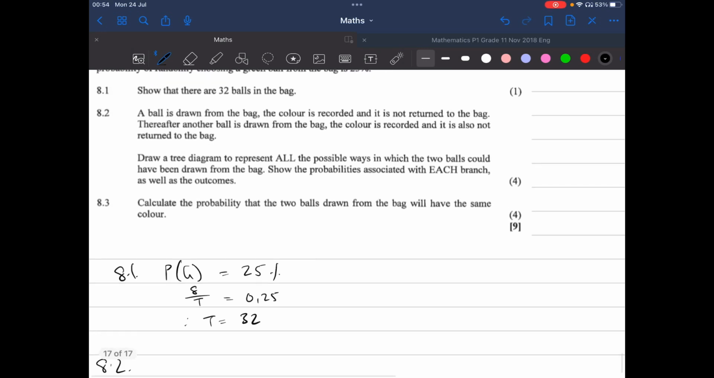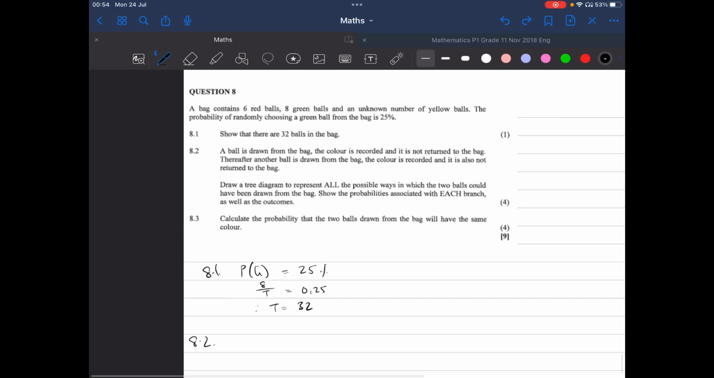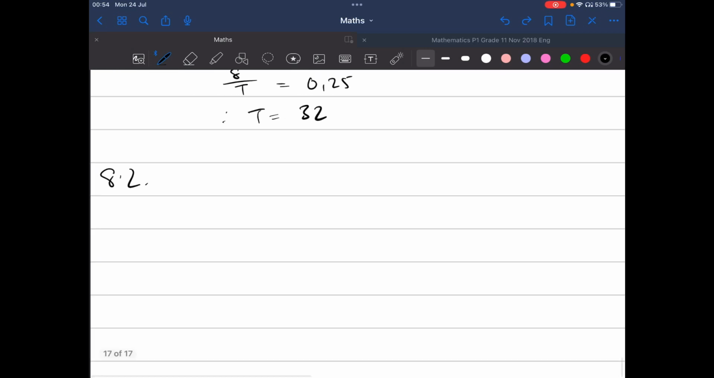Okay, 8.2. A ball is drawn from the bag. The color is recorded and it is not returned to the bag. Thereafter, another ball is drawn from the bag. The color is recorded and it is also not returned to the bag. Draw a tree diagram to represent all the possible ways in which the 2 balls could have been drawn from the bag. Show the probability associated with each branch as well as the outcomes. Okay, so let's think about this, right?